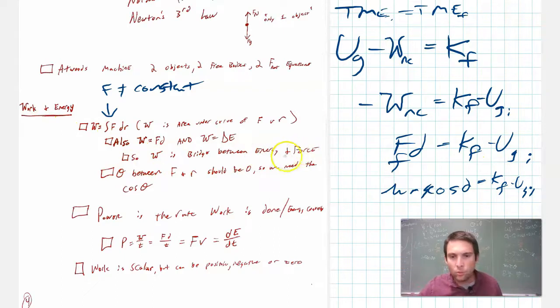Work is the bridge between energy and force. So just like what I did here, we treated work as an energy term, and then we substituted in force times displacement. Work is that bridge between the two different types of problem-solving strategies. The angle between force and displacement has to be, or should be, zero. We want them to be parallel, and that's why we use the cosine theta. If the angle between the two is zero, cosine of zero is one, so you have the maximum amount of work being done between the two objects.